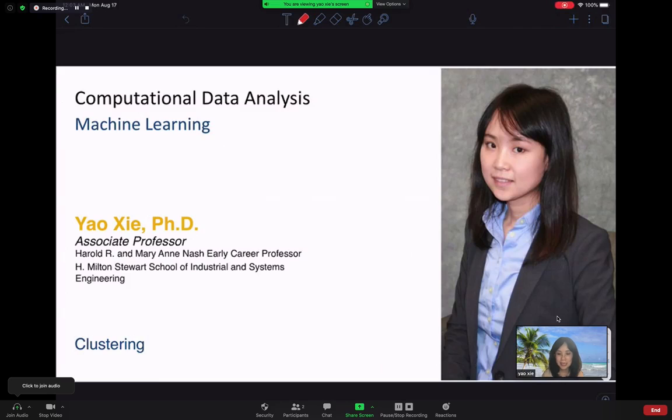Today we'll talk about clustering, which is a basic unsupervised learning algorithm, meaning that we don't have any label for our data points.